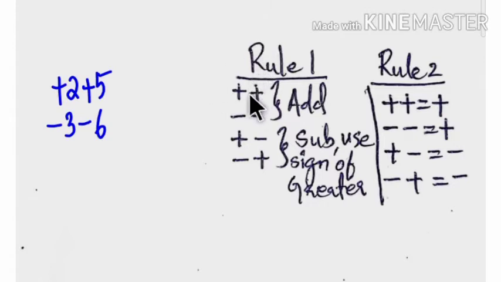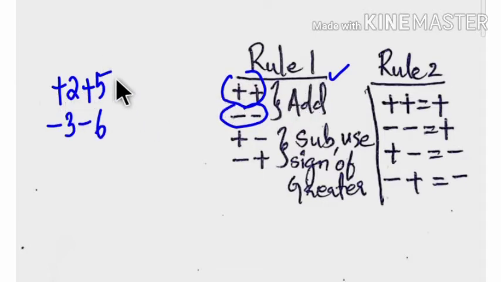In the first rule, that is rule number 1, if the signs are same, that is positive and positive or negative and negative, we should add the numbers. You can see in this example, both numbers are with the same sign. Here the numbers are 2 and 5 in the first example. Both numbers are with the positive sign. In the second example, both numbers are with a negative sign. If the signs are same, we should add the numbers.